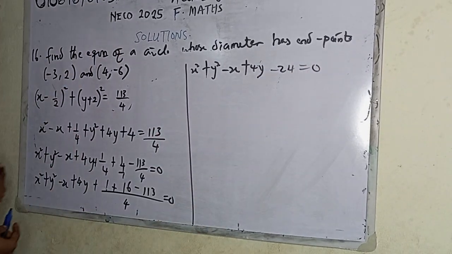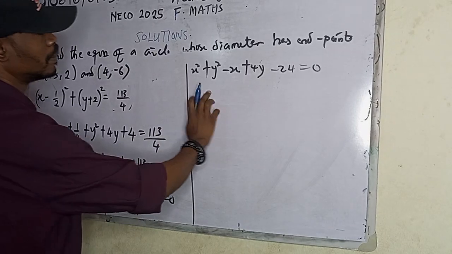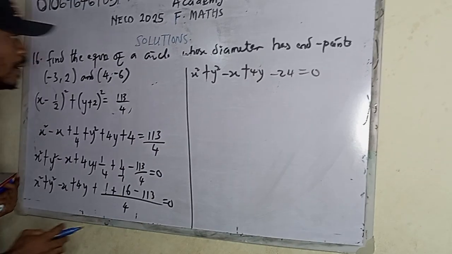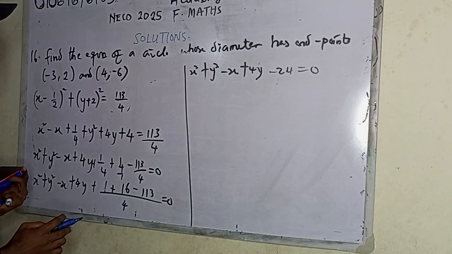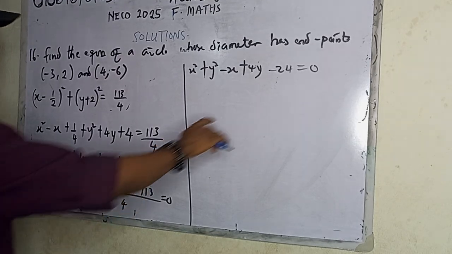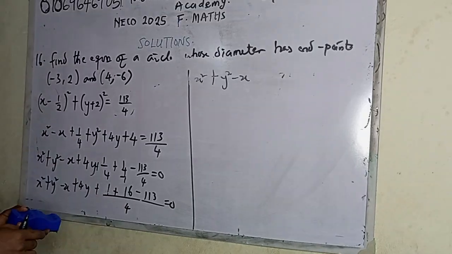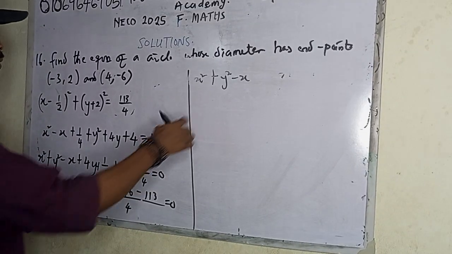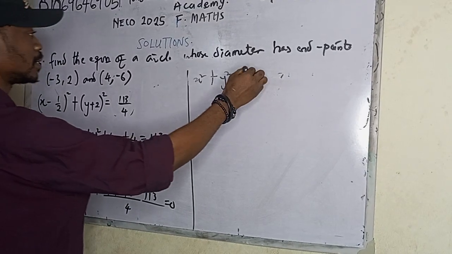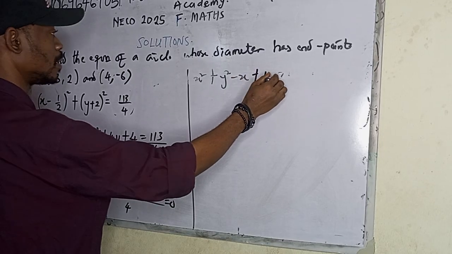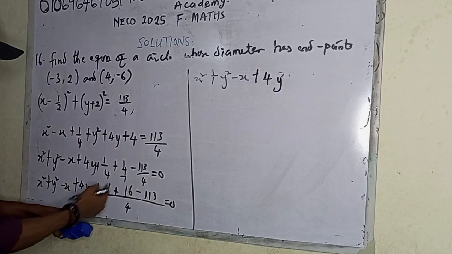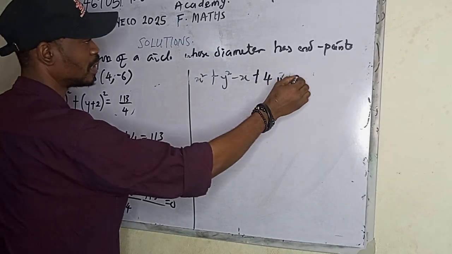Everything equals 0. So here, x squared plus y squared minus x plus 4y minus 24 equals 0. That should be it. So x squared plus y squared minus x plus 4y, then this whole expression gave us minus 24.